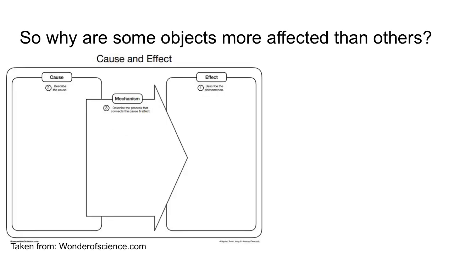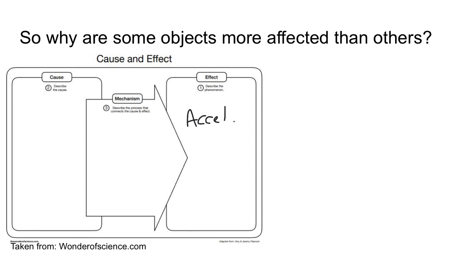And so we've got to look at this question of why some objects are more affected than others. Because I said at the start that I pull on the Earth with the same force that the Earth pulls on me, but I am definitely more affected by the Earth's gravity than the Earth is by mine. We can label this as cause and effect, because the effect we are seeing is acceleration. I know that I accelerate down towards the Earth, and the Earth doesn't necessarily accelerate up toward me.